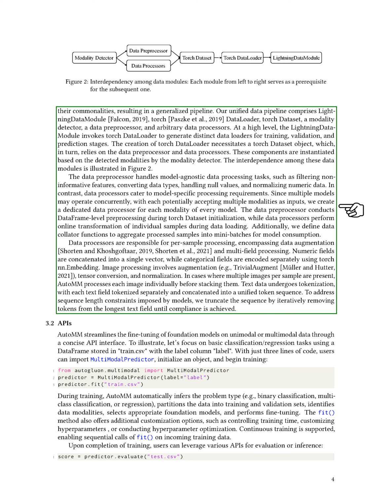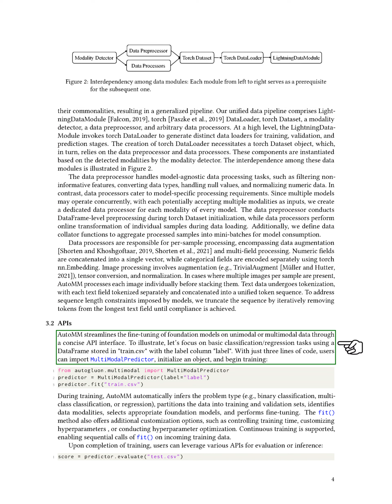For image processing, tasks include augmentation, tensor conversion, and normalization. In cases with multiple images per sample, AutoMM processes each image separately before combining them. Text data undergoes tokenization, where each text field is tokenized individually and then concatenated into a single token sequence. To handle model-imposed sequence length limits, we truncate the sequence by iteratively removing tokens from the longest text field until compliance is met.